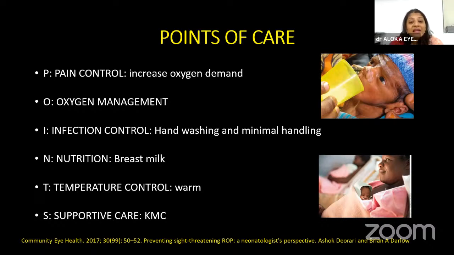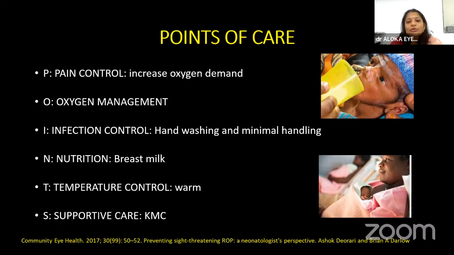N is nutrition, and breast milk has to be again and again, the role of breast milk in preventing all kinds of diseases is coming more and more, including ROP. The omega-3 fatty acids, and a lot of antioxidants which go into the breast milk cannot be artificially created, and therefore having a breast bank like what KIMS Cuddles already has goes a long way in helping these babies and preventing ROP. T is temperature control, and S is supportive care.